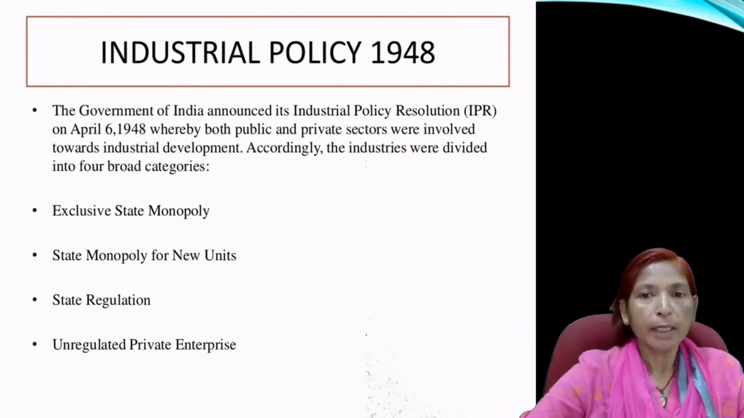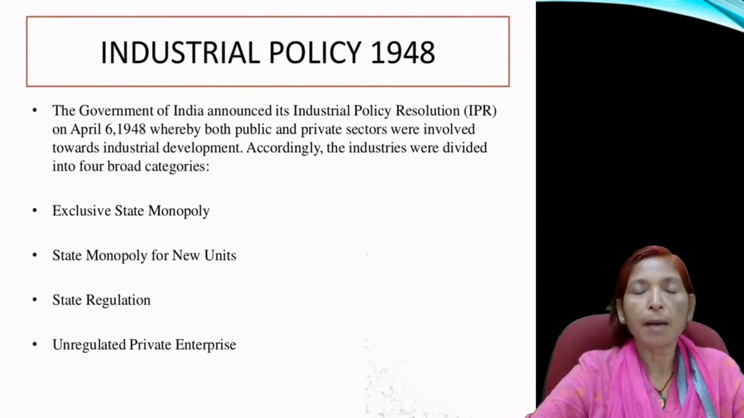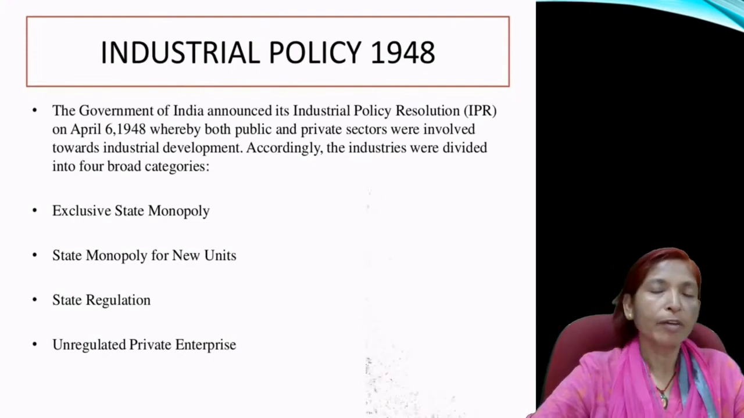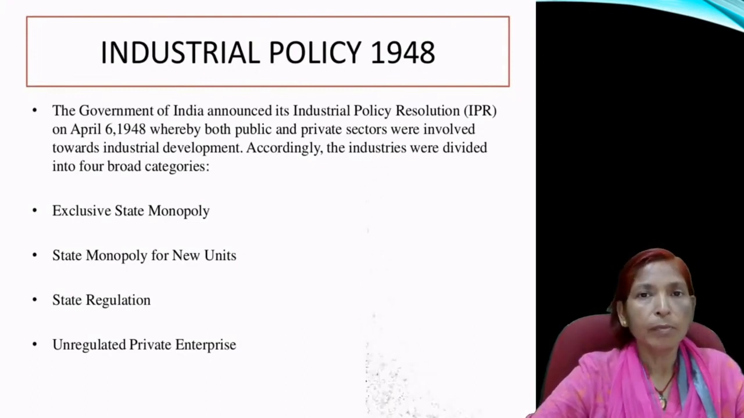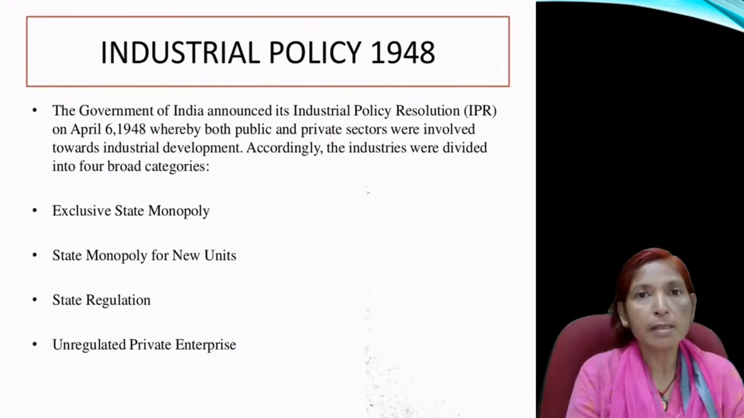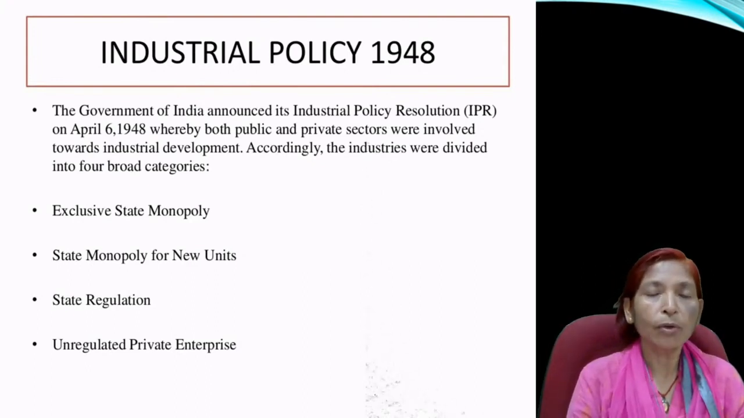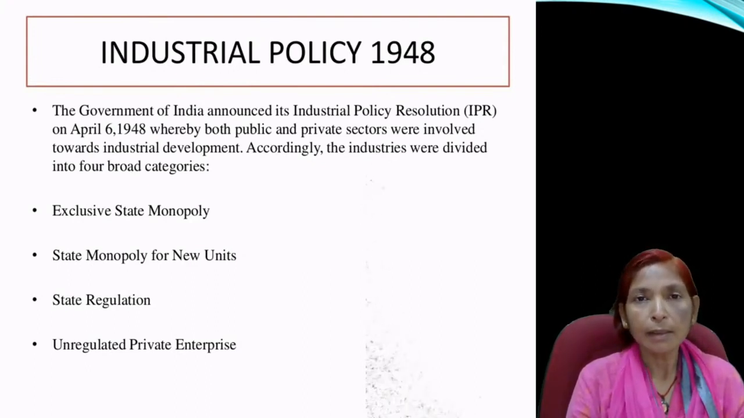So the government of India launched the first Industrial Policy Resolution on April 6, 1948, and in this, the public sector played a very important role because industries were divided into four broad categories, but three categories belong to the state or government sector. Only one is related to the private sector. It means the public sector played the dominant role in this industrial policy.